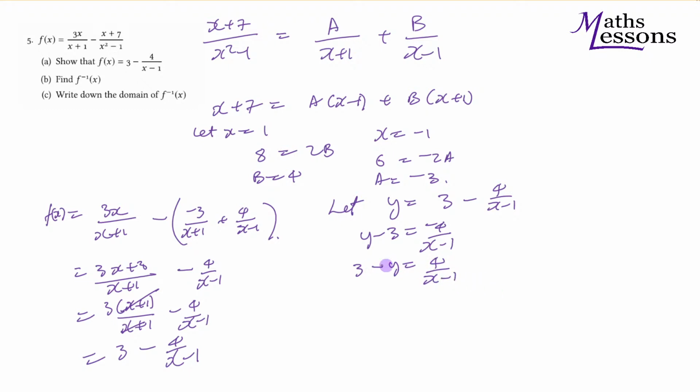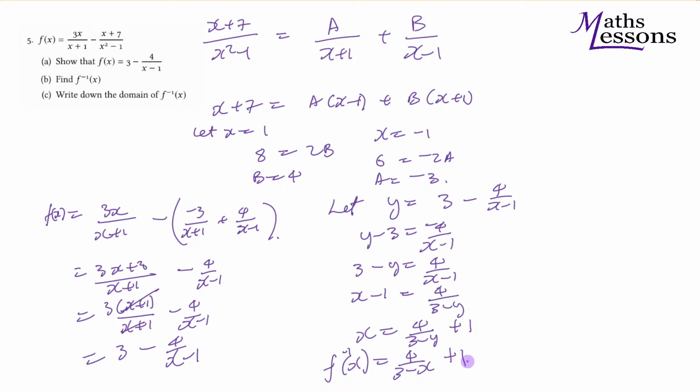And then I'm just going to switch these two around, because x minus 1 will equal 4 over 3 minus y. Add 1 to both sides. I get x is equal to 4 over 3 minus y, plus 1. So therefore my inverse function, f minus 1 of x, is going to be equal to all of this, but I replace the y with an x.